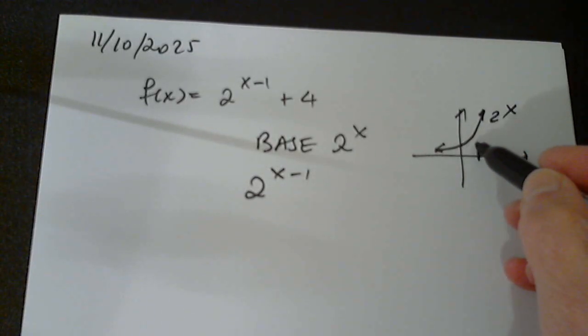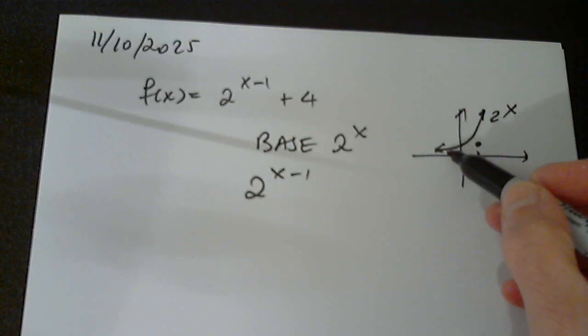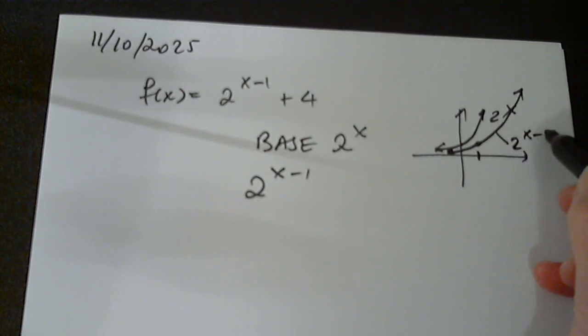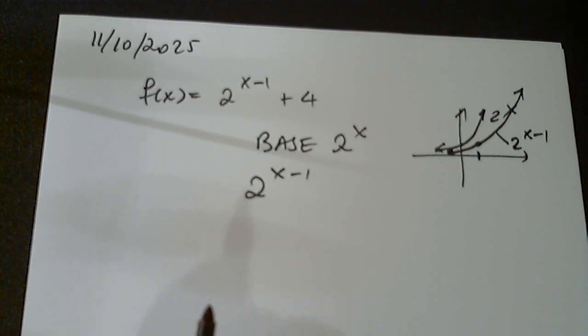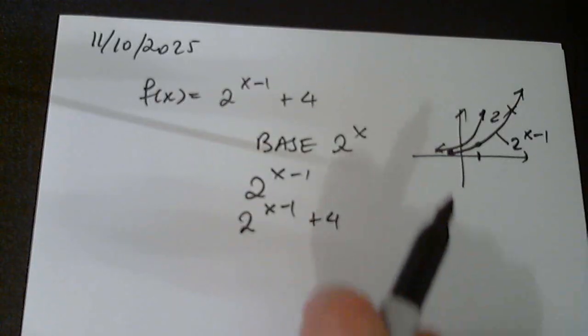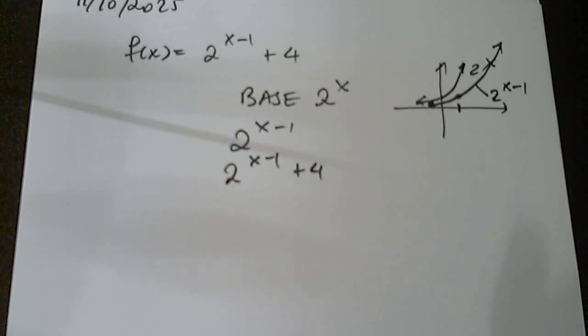So this point now moves here. So this second one is 2 to x minus 1. And now I have 2 to x minus 1 plus 4, which shifts the graph up 4 units.